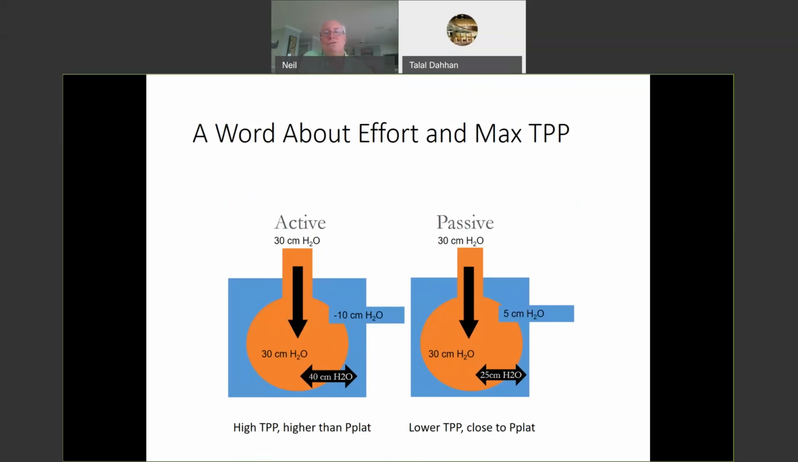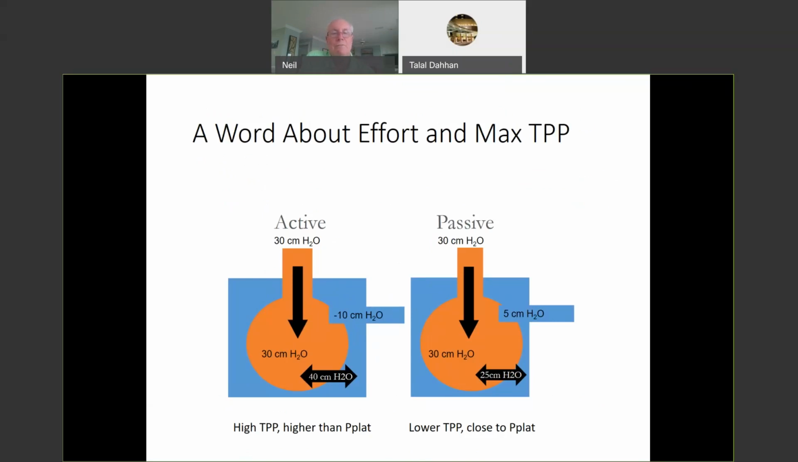Effort always confuses this measurement because a patient can generate negative pleural pressure. So on the right, I've got a passive breath, 30 centimeters of water, and this is a fairly stiff lung, a sick lung. But what I'm trying to illustrate here is that with the pleural pressure at only 5 centimeters of water, the plateau pressure of 30 is very close to the 25 centimeters of transpulmonary pressure.